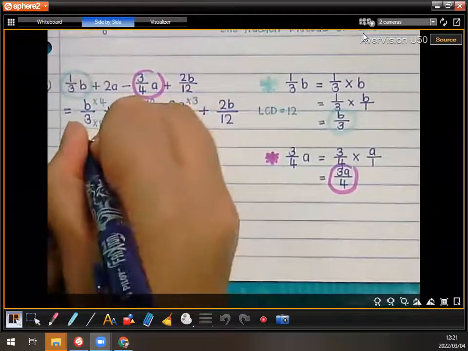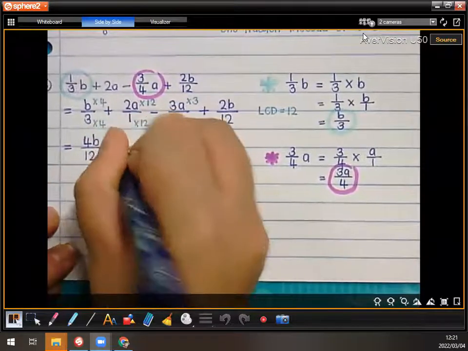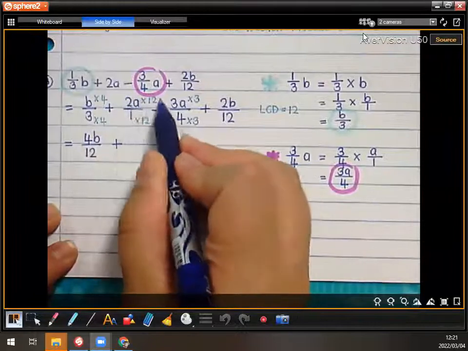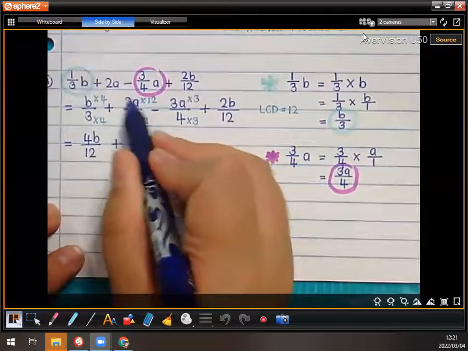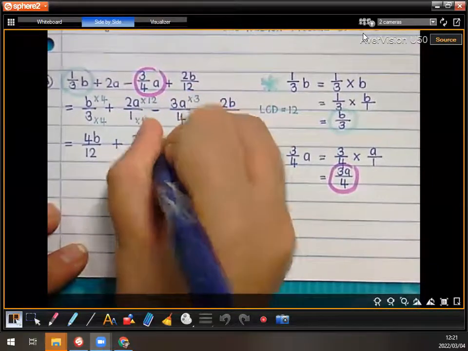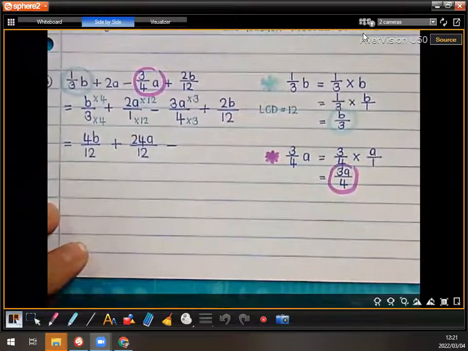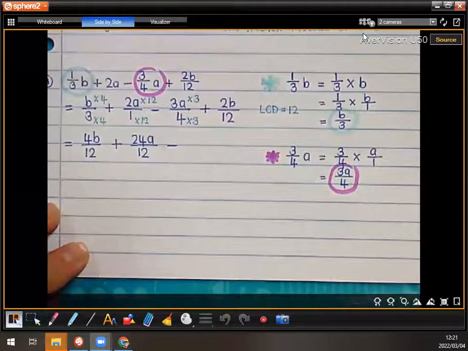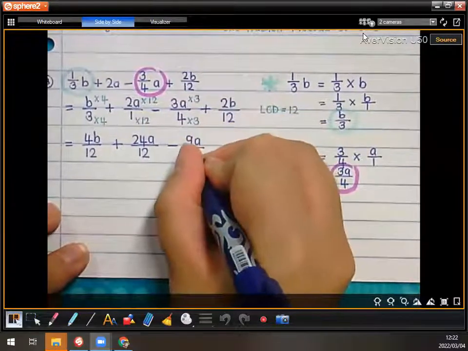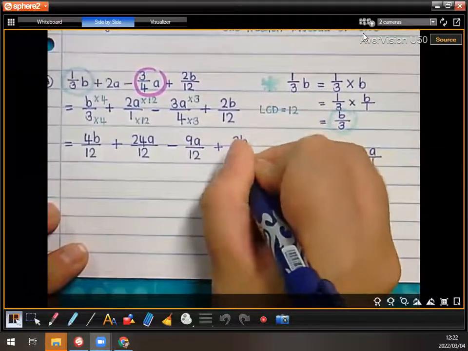b times 4 is 4b, and that is over 12, plus 2a times 12. Guys, you just multiply the numbers together normally. 2 times 12 is 24, and then you put the a next to it, so 24a. Minus, there's a minus in between those fractions. Again, we're just going to multiply the numbers. 3 times 3 is 9, and then we put that a there, so 9a over 12. And then plus 2b over 12.